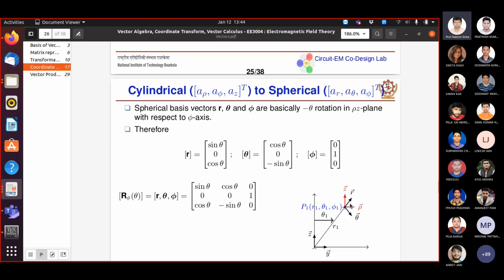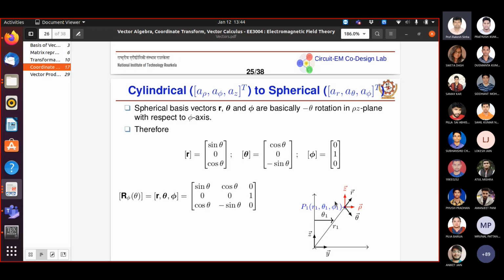Similarly, what about theta? So this is your theta. What is the component in the rho direction? How much is this angle? This angle will be theta, because this angle is 90 minus theta, and between R and theta there is a 90-degree angle. Then between rho and theta, the angle is theta, so it is cos theta.